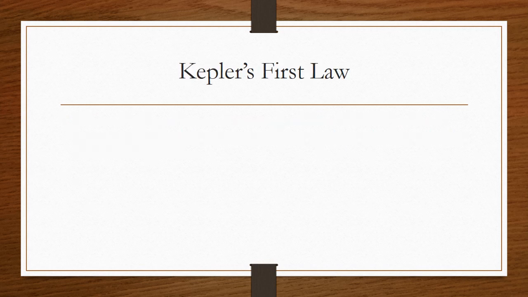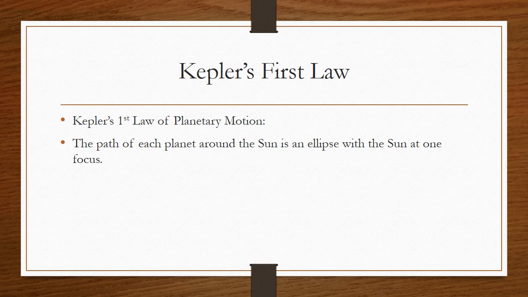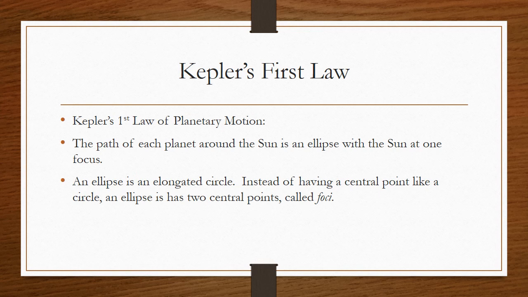His first law of planetary motion was that the path of every planet around the Sun is an ellipse with the Sun at one focus. I'm going to explain what the focus part means in a second, and what an ellipse is. An ellipse is an elongated circle with a geometric shape. Instead of having a central point like a circle, like if you use a compass and make a circle, it has one center point, an ellipse has 2 central points called foci.